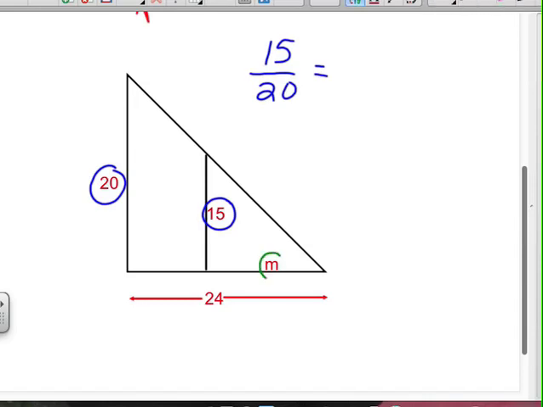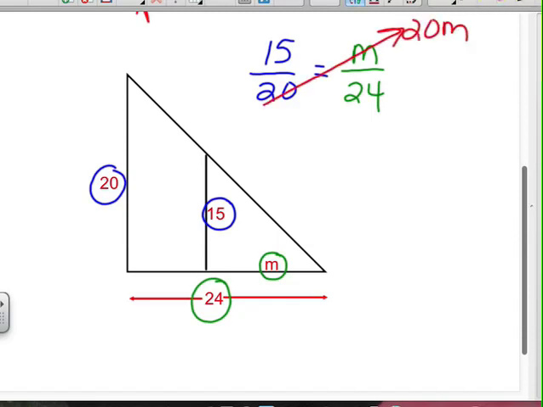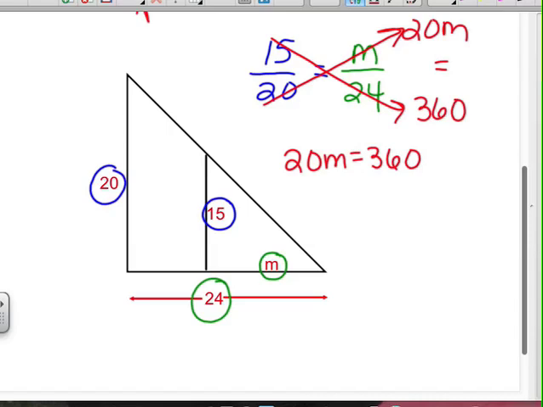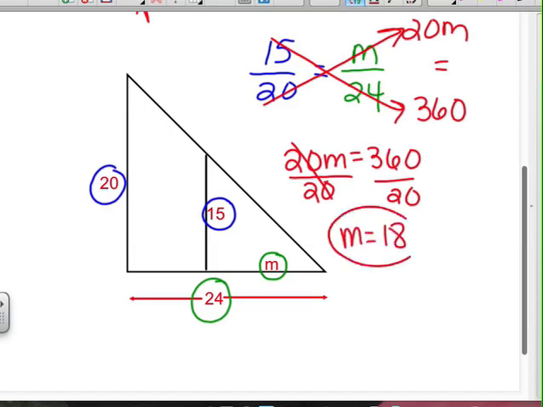I see small, the one that I want to find, over big, the one that it corresponds to. Small over big. Cross products. 20m. 15 times 24 is 360. They are equal to each other. How do you solve for m? Break off that 20, right? Divide by 20. The missing measurement down here is 18.